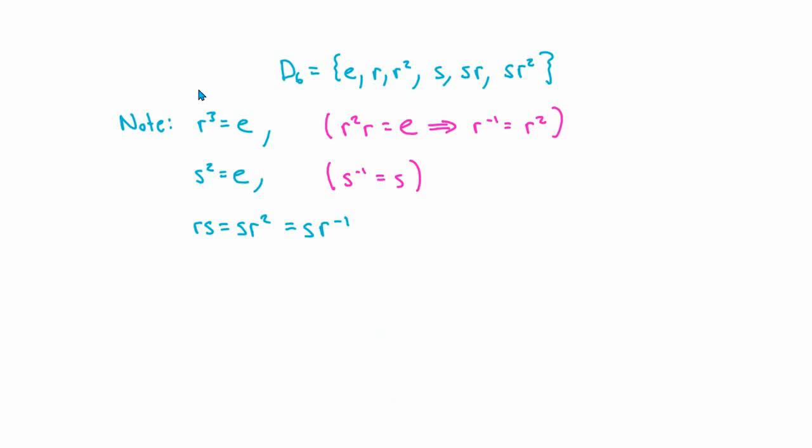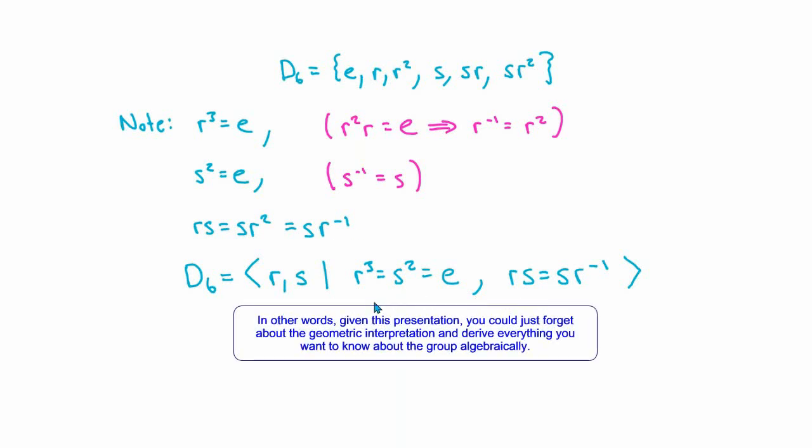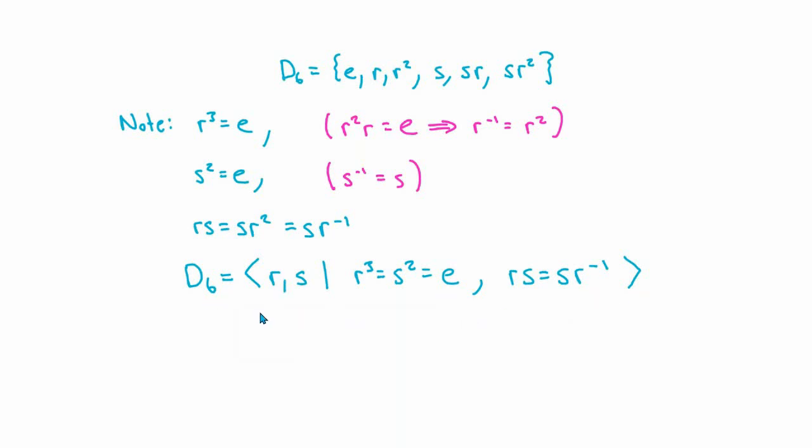Now, it turns out that these 3 relations can be used to derive every other possible relation between the elements R and S of this group. And since every element of this group is a finite product of R's and S's, that means that we have a presentation for the group. It's the group generated by R and S, subject to the conditions that R cubed and S squared are both the identity, and RS is SR inverse. At this point, you don't even need to remember what R and S are, because any group given by generators and relations like this is going to have to be isomorphic to D6. So this is another way of describing the dihedral group of order 6, without any reference to rigid motions.